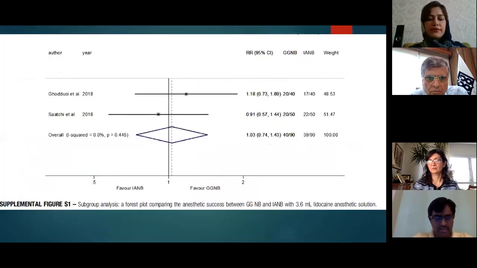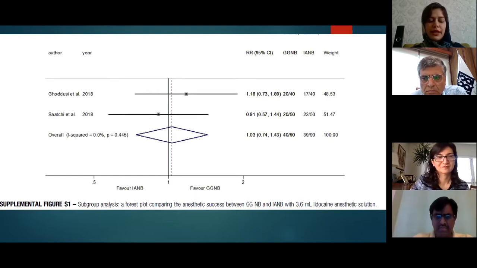The quantitative analysis was performed for the comparison of Vazirani, Akinosi, and inferior alveolar nerve block because only one study evaluated this item. This plot is a subgroup analysis considering the type and the volume of the anesthetic agent used.